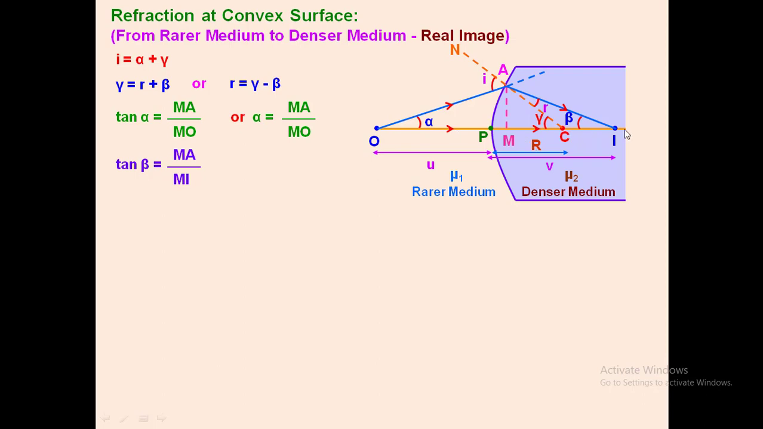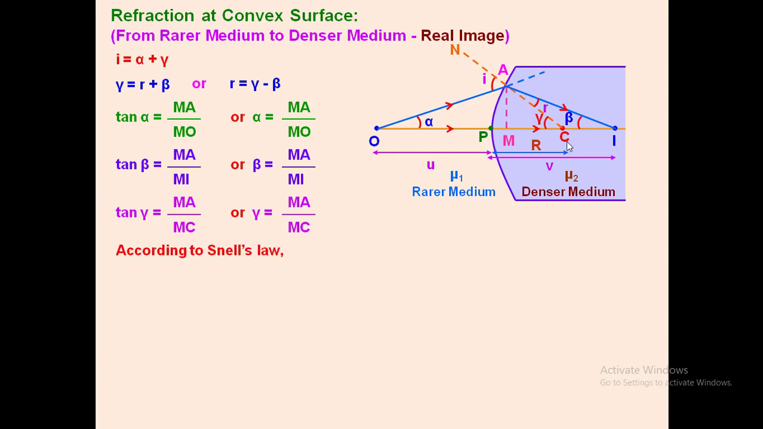Similarly, if you consider the triangle AIM, it is a right angle triangle. Again, if you take tan beta, perpendicular MA by MI, as the angles are small, beta is equal to MA by MI. Similarly, tan gamma, if you take the right angle triangle ACM, it is again MA by MC, or gamma is equal to MA by MC. Now we have the three values alpha, beta and gamma.